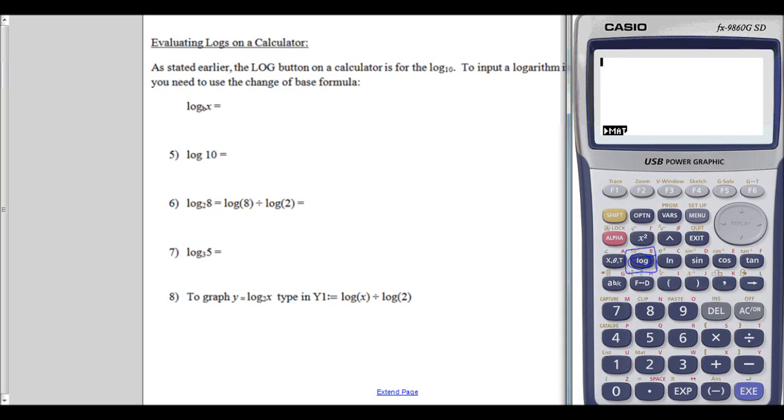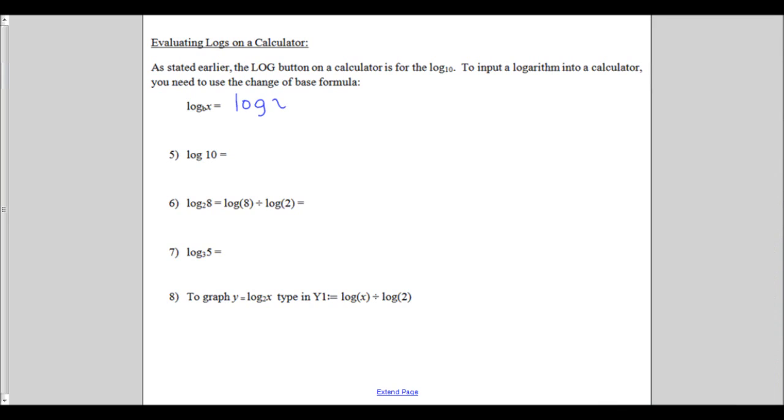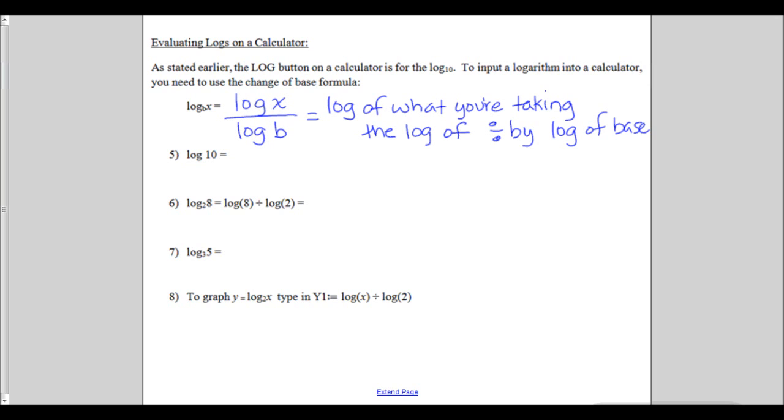The change of base formula says the log base b of x is equal to the log of x over the log of b. In other words, you're going to do the log of what you're taking the log of, and then we're going to divide that by the log of the base.